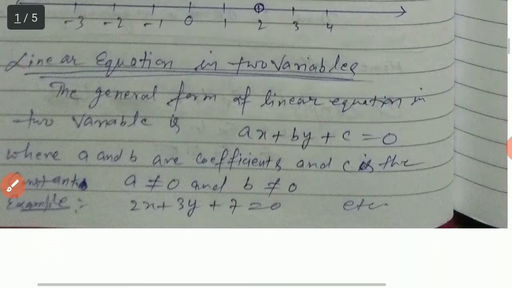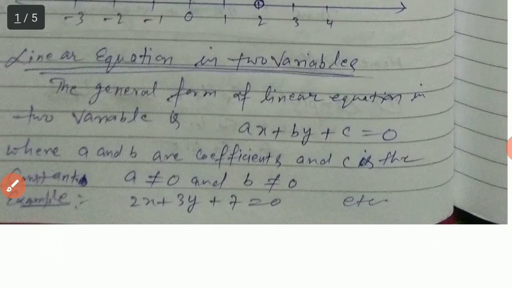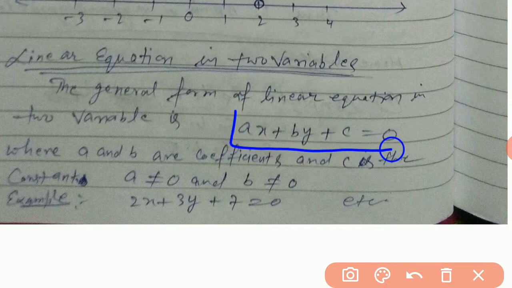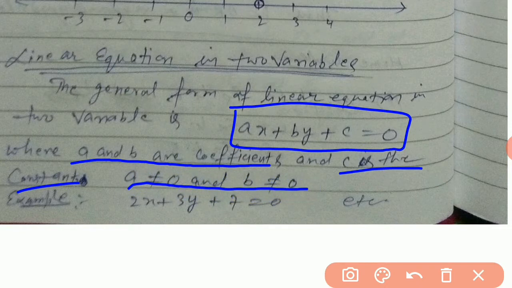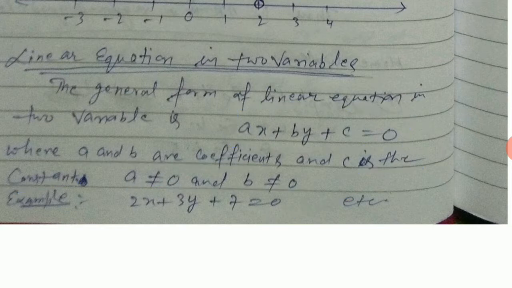And now linear equation in two variables. This is the general form of linear equation in two variables, where a, b are coefficients and c is the constant. a is not equal to 0, b is not equal to 0. And some other examples of linear equation in two variables: 2x plus 3y plus 7 equal to 0.